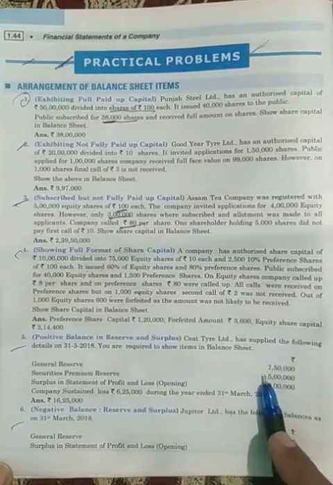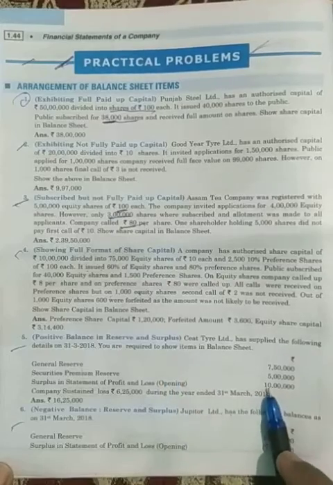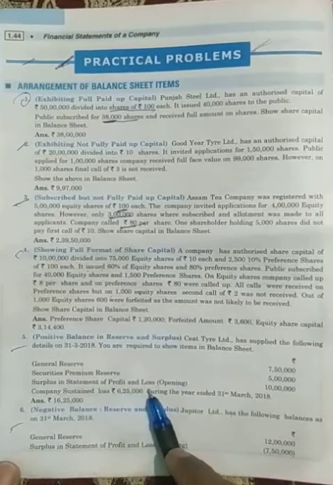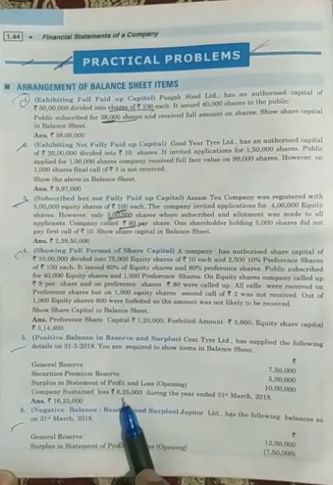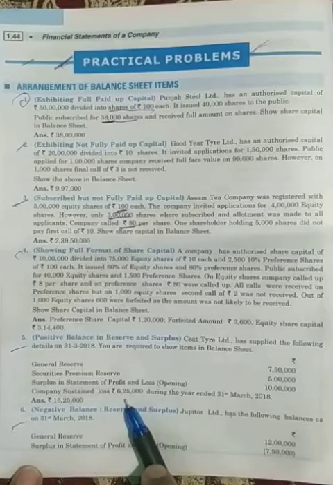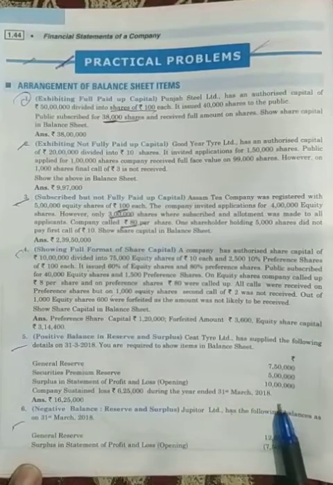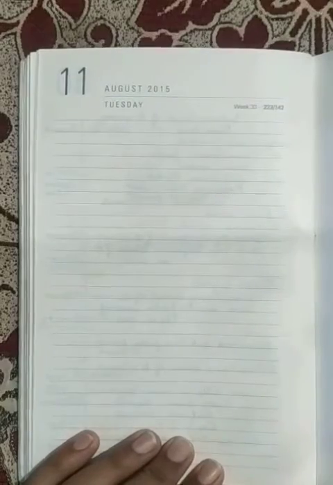General reserve is rupees 7,50,000. Security premium reserve is rupees 5 lakh. Surplus in statement of profit and loss, opening balance, is 10 lakh. And the company sustained a loss of rupees 6,25,000 during the year ended 31st March 2018. Now we will learn how to show the reserve and surplus in the balance sheet.